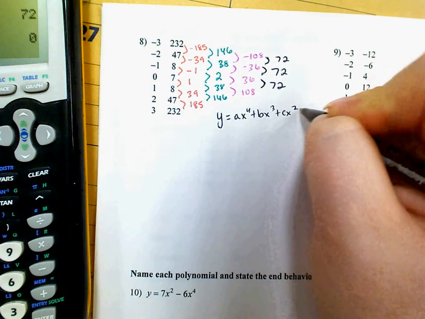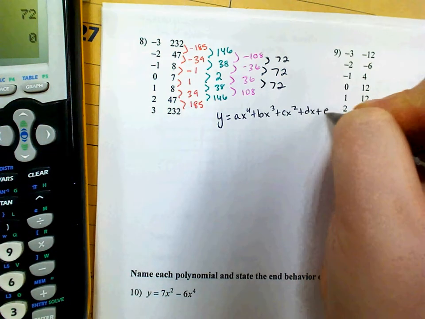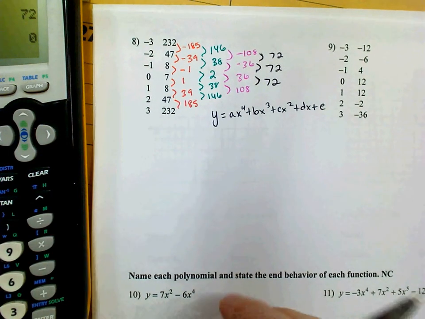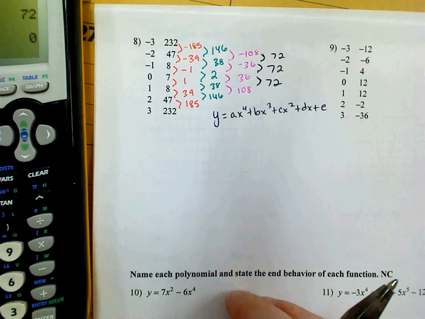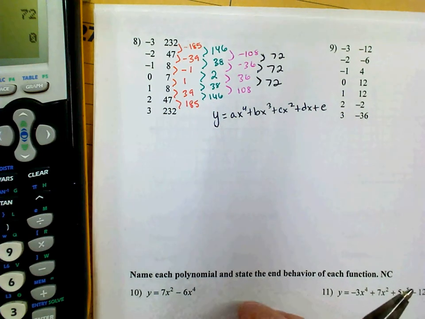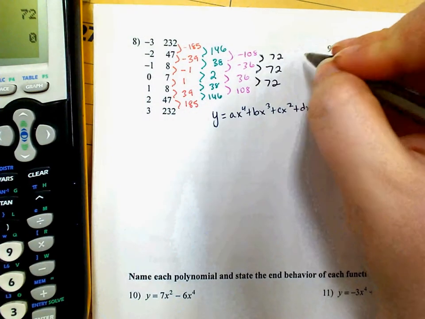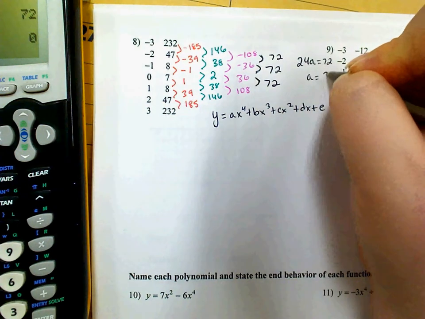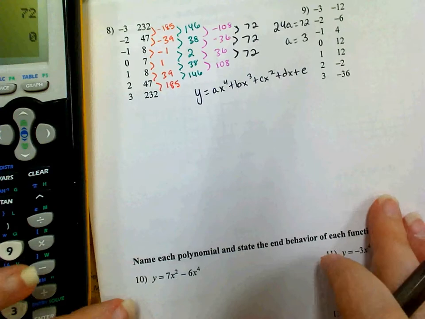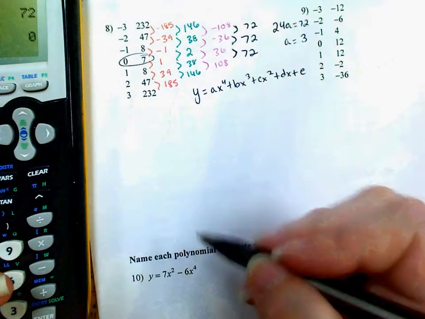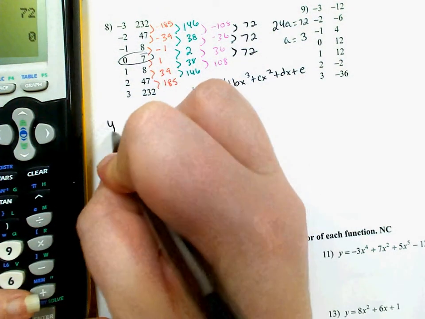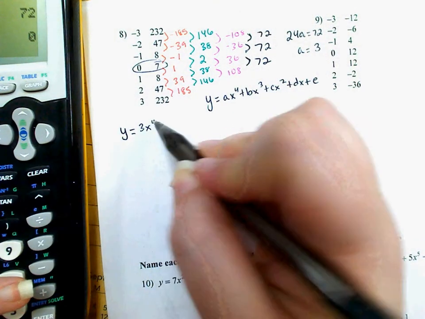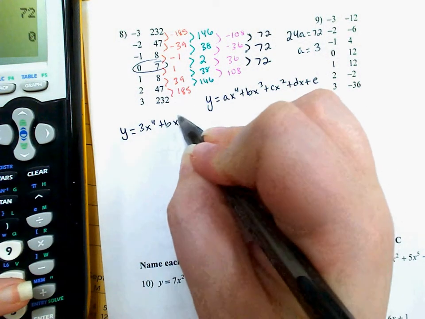Okay, so in a quadratic, the second difference is 2a. In a cubic, the third difference is 6a. In a quartic, the fourth difference is 24a. So 24a equals 72, divide by 24, and I get 3. And the constant is 7. So I know this so far: y equals 3x to the fourth plus bx cubed plus cx squared plus dx plus 7.